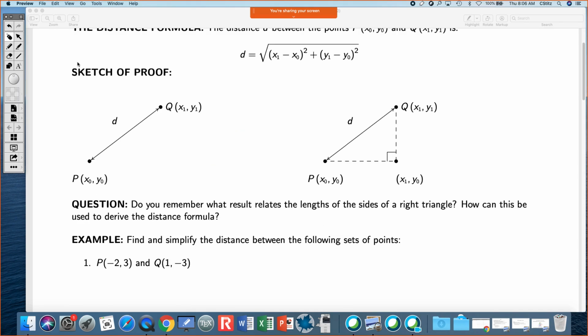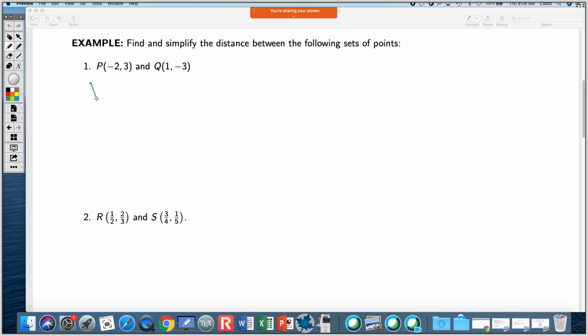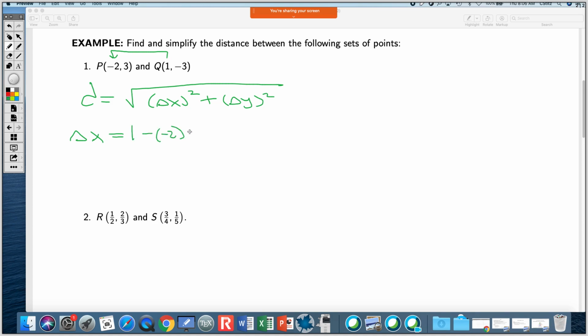So let's do an example. Find and simplify the distance between the following sets of points. So distance is the square root of the change in x squared plus the change in y squared. Let's figure out the change in x. I take the difference of the x values, so I would take 1 minus a negative 2, which would really be 1 plus 2, which is a 3. The delta y would be negative 3 minus 3. Once again, be mindful of the signs there. That would be a negative 6.